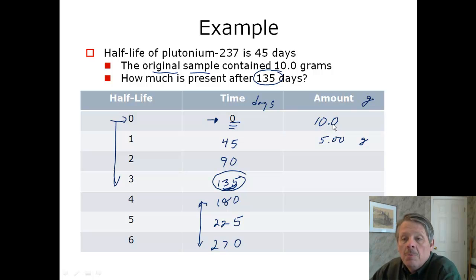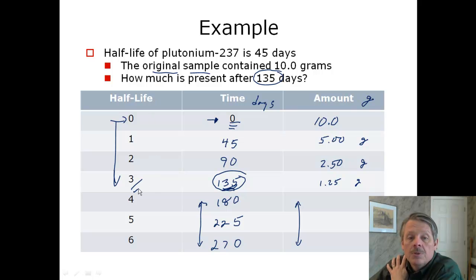Now, remember your half-life says half of it disappears. So if I start with 10, I go down to 5. I then go down to 2.5. I then go down to 1.25. Oh, notice I can stop. I don't even need to fill in the rest of this chart, right? So this tells me that I've gone through a total of 3 half-lives, that it took 135 days, and I have 1.25 grams of the material left. Okay, does that make sense?